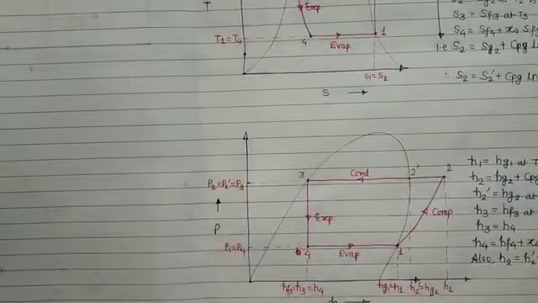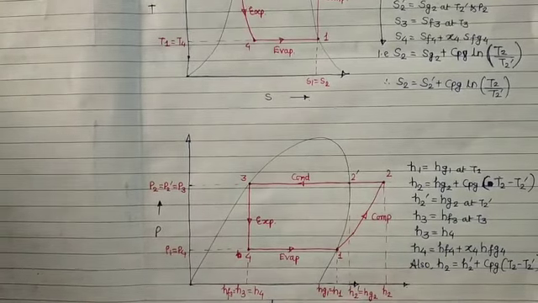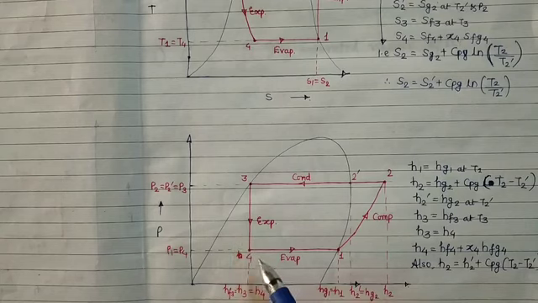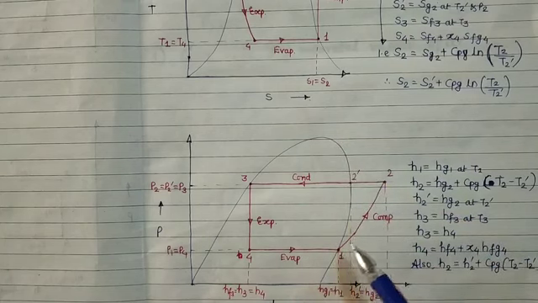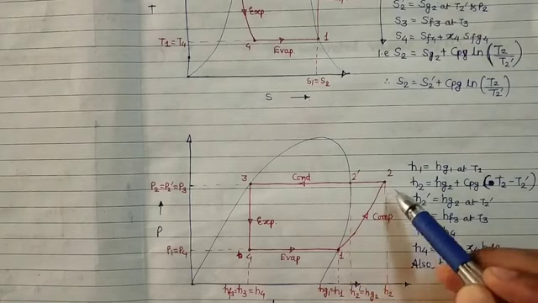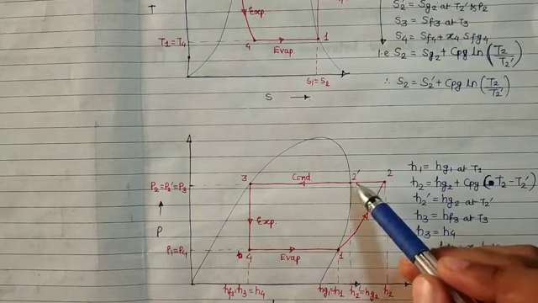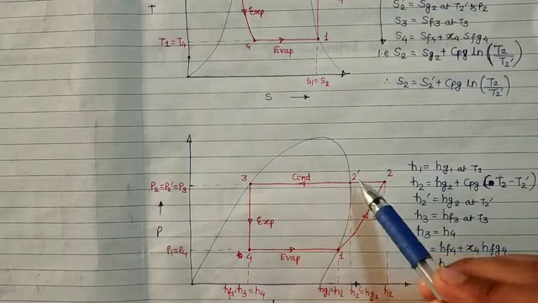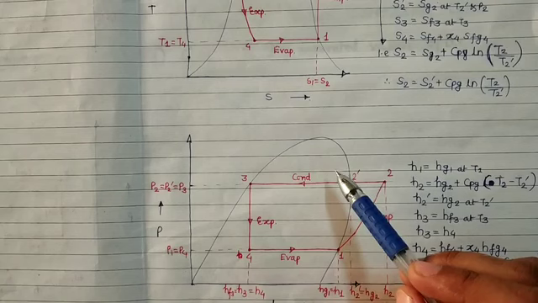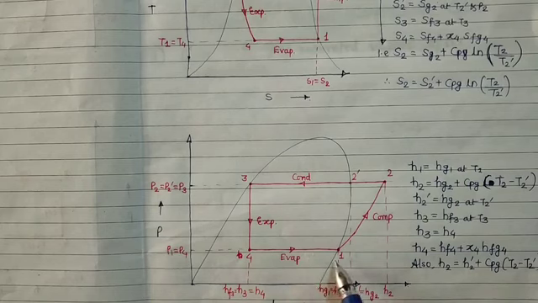Now the representation of this condition on the pH chart. We have drawn this type of dome-shaped region and represented all processes on the pH chart, considering that point 2 should be in the vapor region. So 1 to 2 is isentropic compression, 2 to 2 dash is nothing but de-superheating, or temperature reduction from T2 to T2 dash. T2 dash to 3 is condensation. 3 to 4 is expansion and 4 to 1 is evaporation.